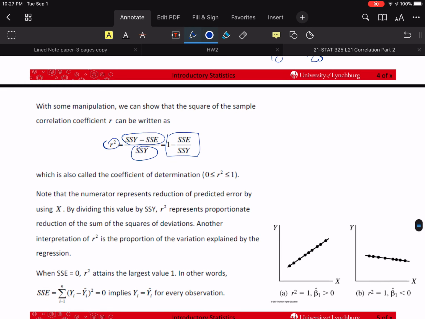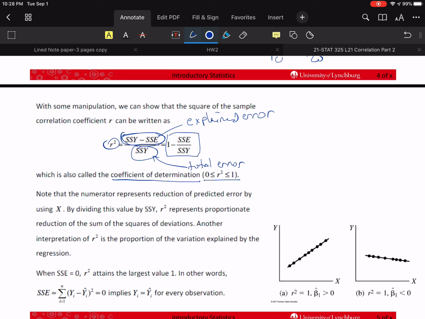This is r squared, by the way, and this is called the coefficient of determination. And of course, r squared is going to be between 0 and positive 1. And the numerator, that's this quantity here, represents the reduction of the predicted error by using x. Basically, this is the explained error, and this is the total error. Okay?